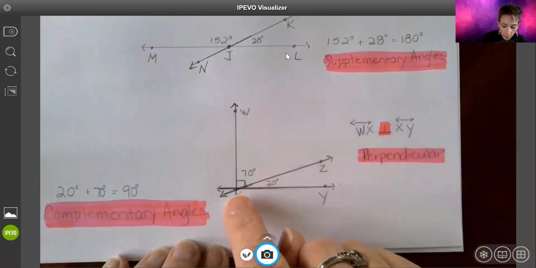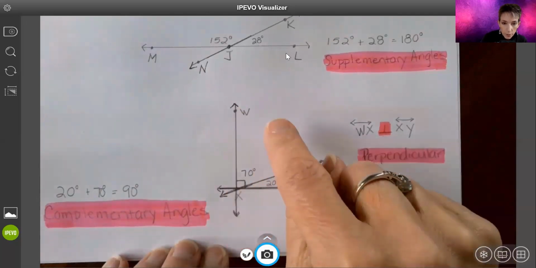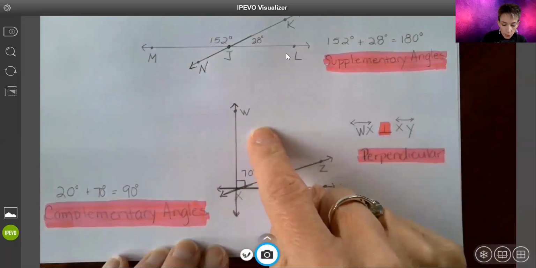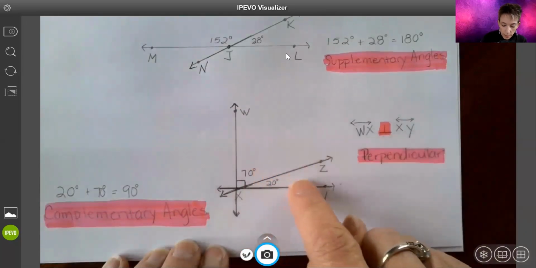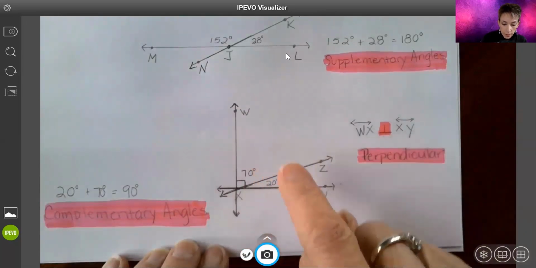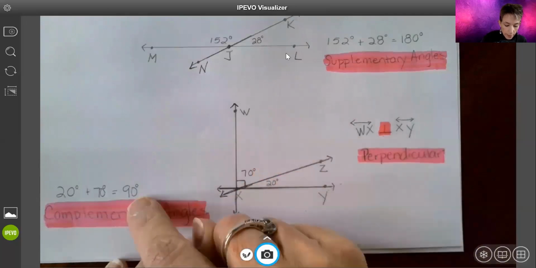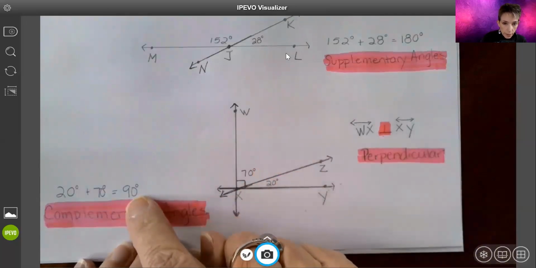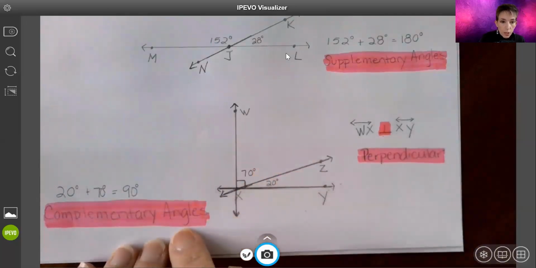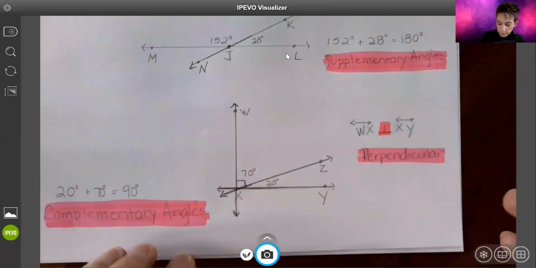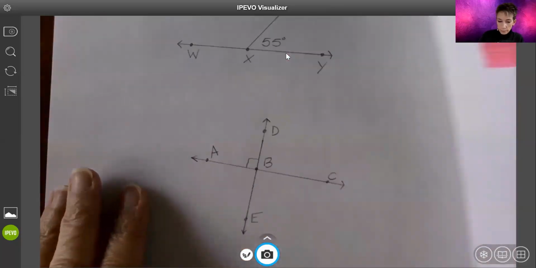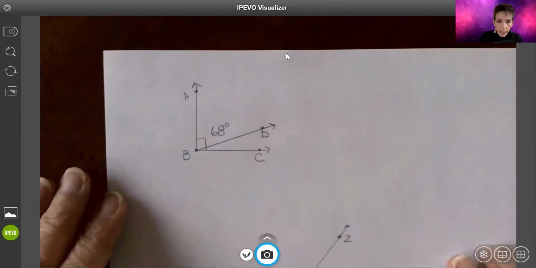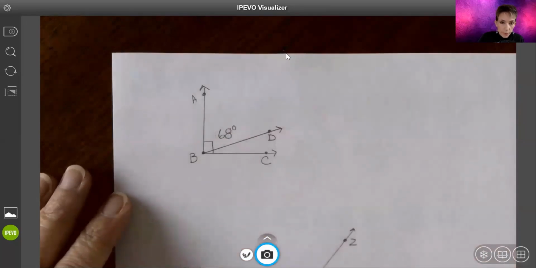So we know if we bisect through the vertex, and we know the measure of this angle is 70 degrees, this angle has to be 20 degrees because together they create a 90-degree angle. These are called complementary angles. So let's look at some additional problems.